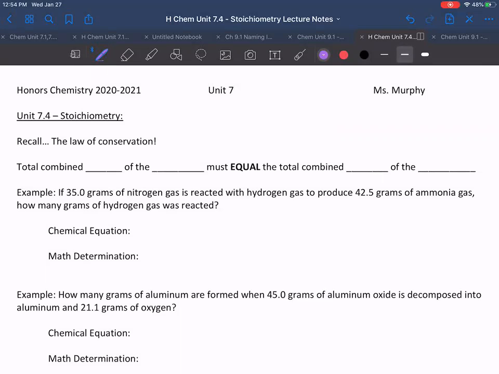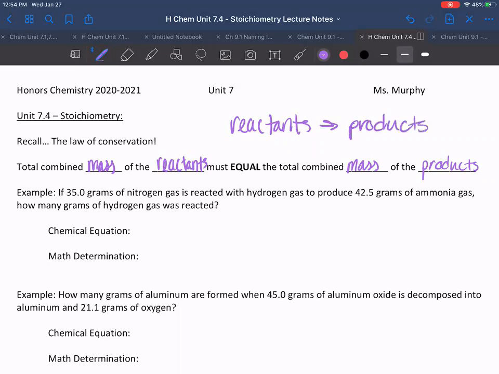So, law of conservation. When we start using things that aren't just moles, we really have to consider this: the total combined mass of the reactants, the things going into the equation, must equal the total combined mass of the products. So if we're thinking of a generic reaction as such, the mass of the reactants has to equal the mass of the products.